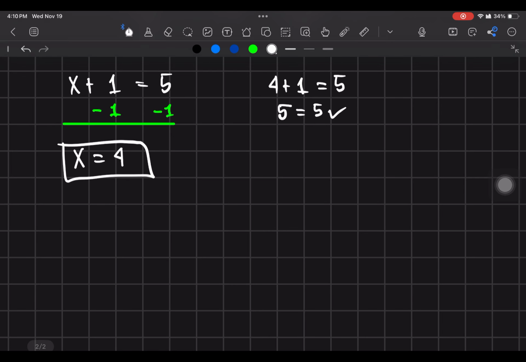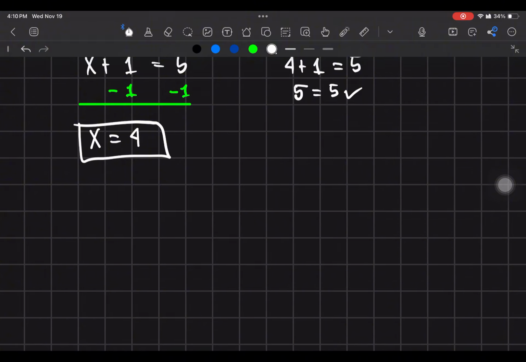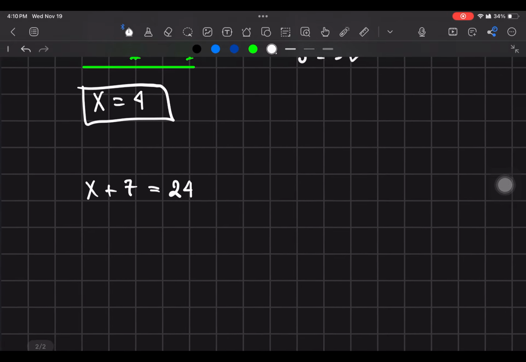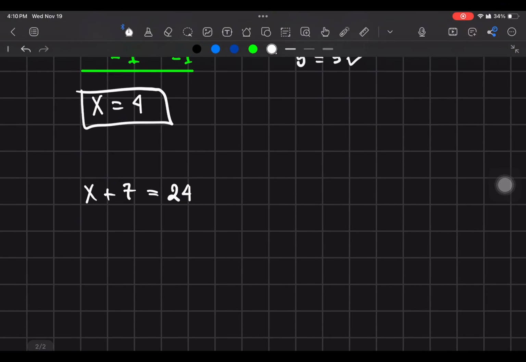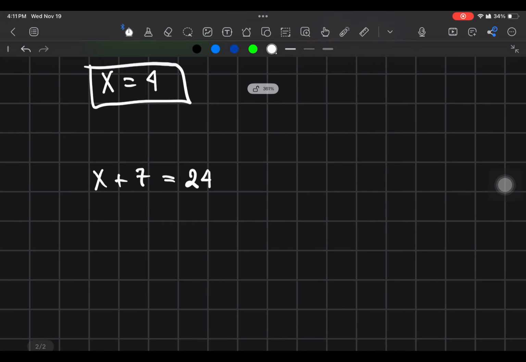Now let's try this again with a different example. Let's say we have x plus 7 equals 24. So if you remember from our previous example, we must first isolate our variable. Now how do we isolate our variable here? As you can see here, similar to our previous example, the operation indicated is addition.